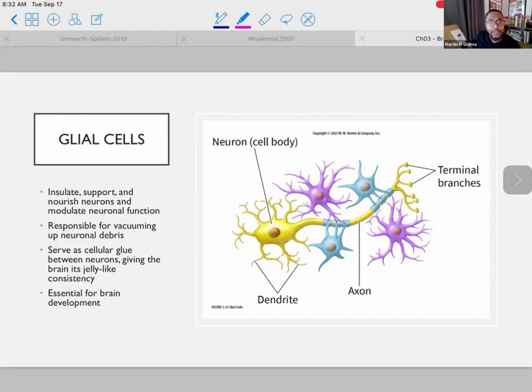One thing that would be important to talk about is the glial cells. The glial cells insulate, support, and nourish neurons and modulate neural functioning. They're responsible for vacuuming up neuronal debris and serve as kind of like a glue between neurons, giving the brain its jelly-like consistency.